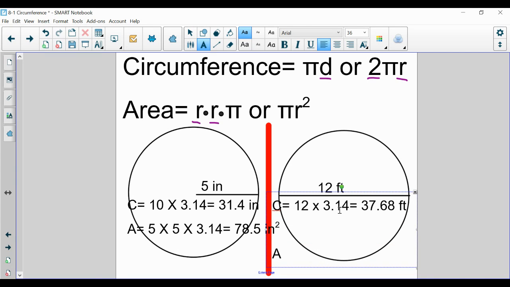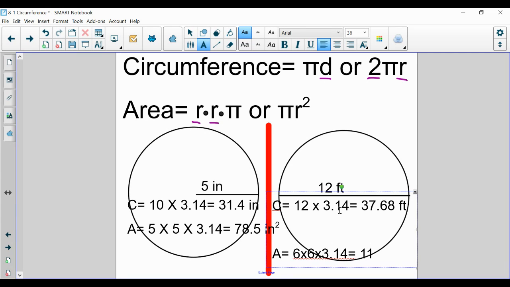Okay, let's look at how I'd find the area. Now, I can't just say, oh, well, since it's radius times radius, I'm just going to use diameter. No, I can't just use the diameter here. I have to change the diameter into the radius of 6 and do 6 times 6. That's very different than 6 times 2. So I have to do 6 times 6 times 3.14, or 36 times 3.14 on my calculator if I wanted to.